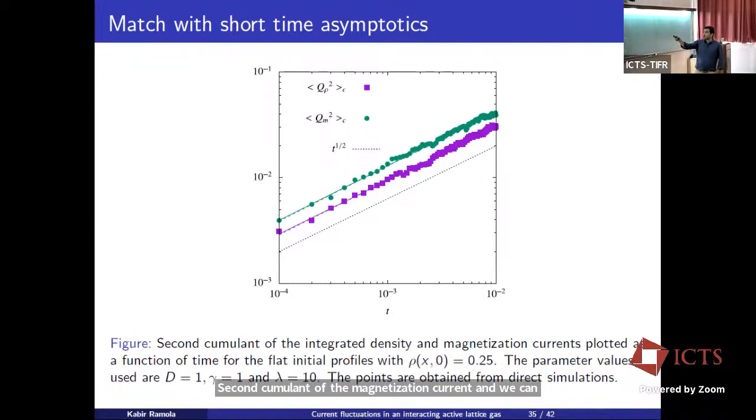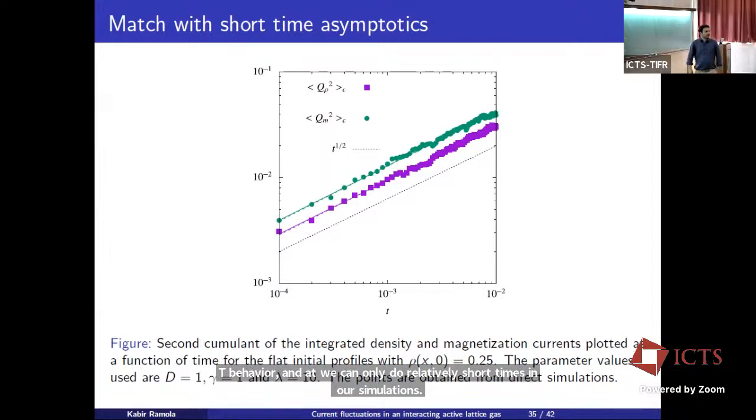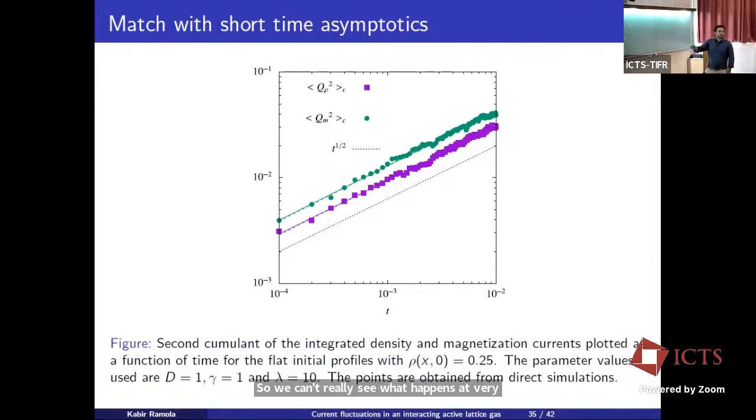And we can only do relatively short times in our simulations, so we can't really see what happened at very large times with the simulations, but they match very well with our predictions. And of course, you can also do it at finite lattice sizes and numerically integrate the hydrodynamic equations at every order, and get predictions which also match, which I haven't shown here.